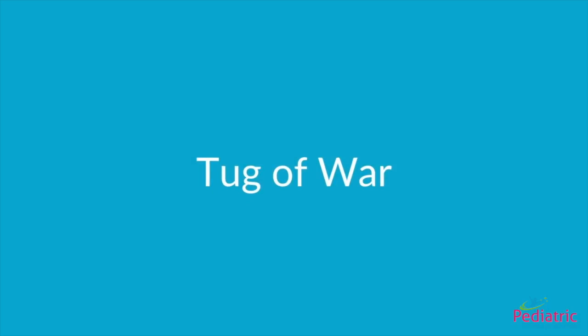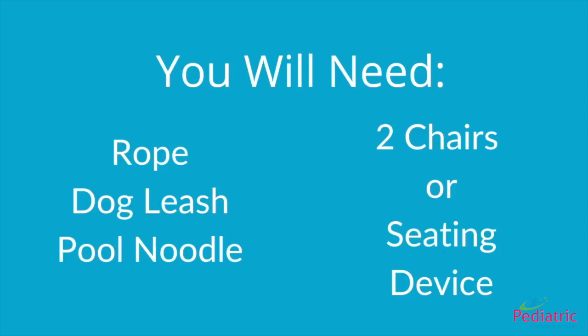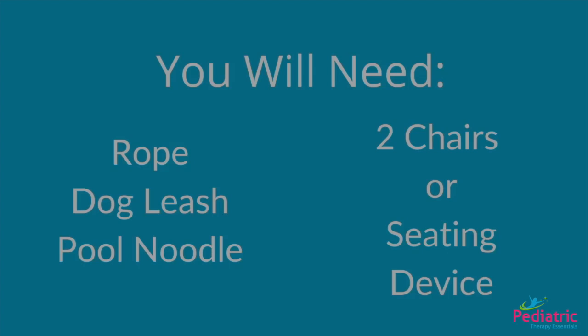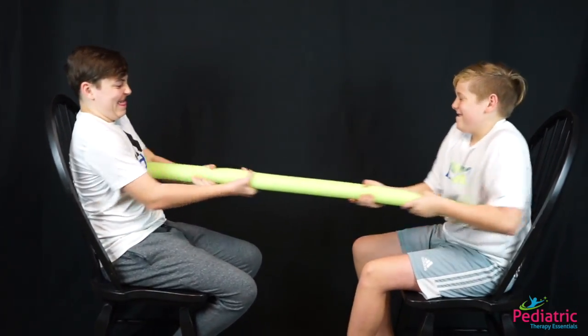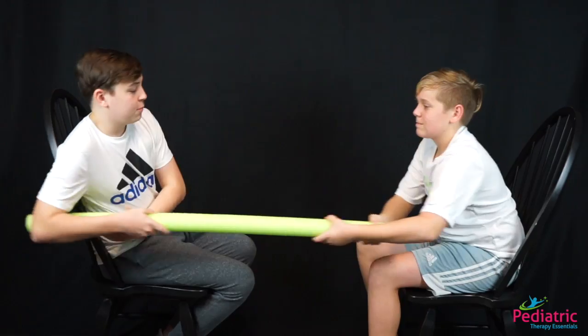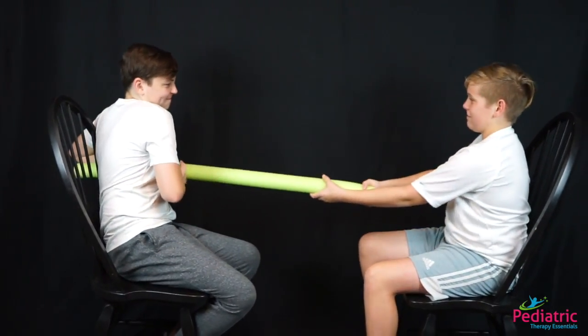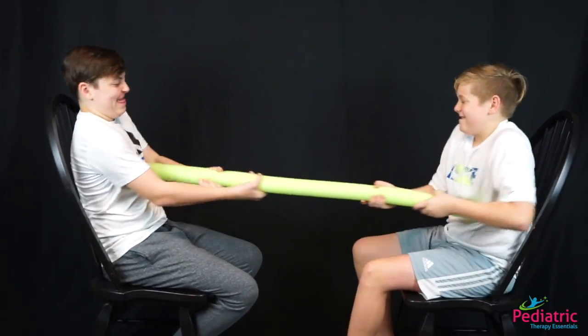The next activity is tug of war. For this activity, you can use a piece of rope, a dog leash, or a pool noodle to play. You will also need 2 chairs or other seating devices. The object of this activity is to pull your opponent in all directions, challenging their core muscles. Just like the sword fight, the further from the middle your body leans, the harder this game is.